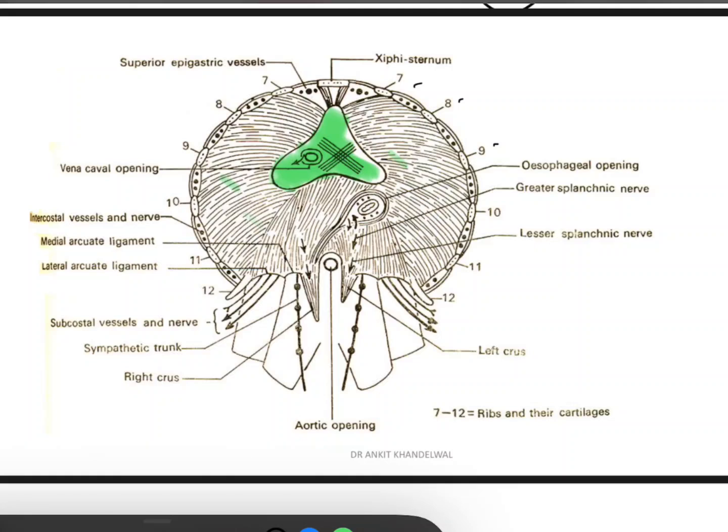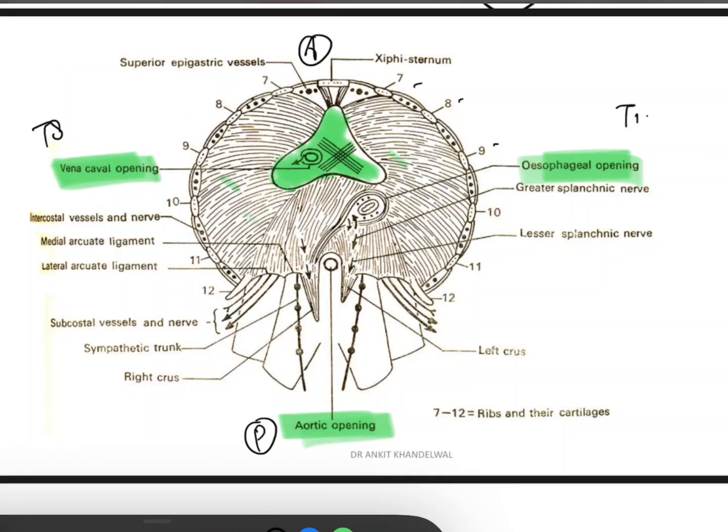If we talk about the three major openings to begin with, let me first orient you to the diagram. This is the anterior aspect, that is the posterior aspect, and in the center we have the tendon. The three major openings are the vena cava opening, the esophageal opening, and the aortic opening. The levels we already discussed: vena cava at T8, esophagus at T10, and aortic opening at T12. Other structures also pass along with these openings.